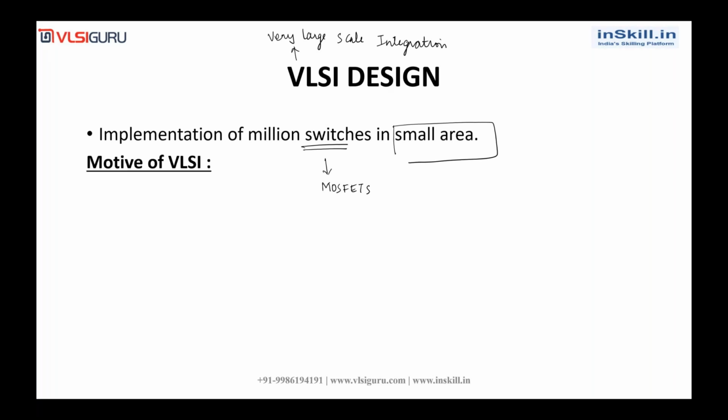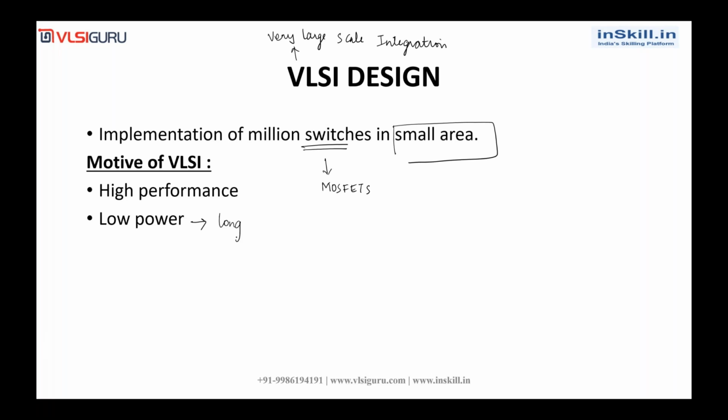Coming to the motive of VLSI. If a company is designing a chip, they will have some primary conditions or primary targets that have to be met. That is the motive of VLSI. The motive of VLSI is high performance. Next is low power. We usually go for low power design in order to get longer battery life.